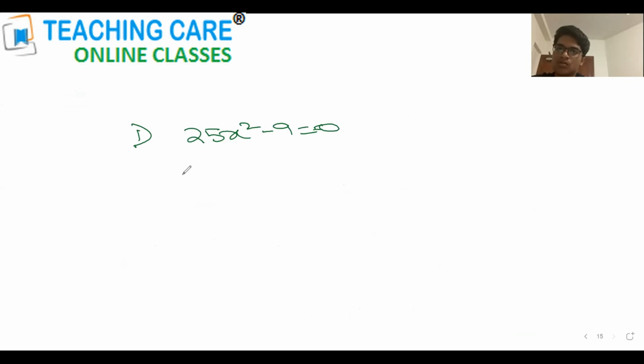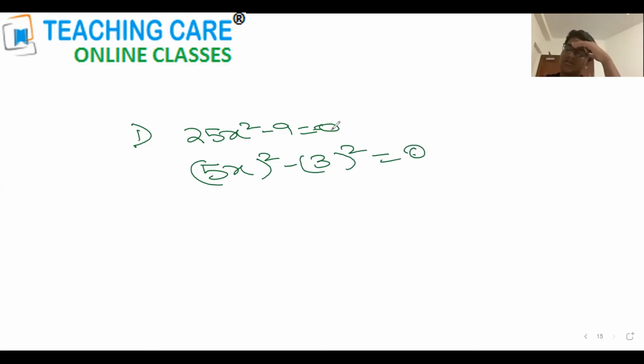So for this, we can square root it, right? Yes. So it would be 5x minus 3. Perfect. 5x whole square and minus 3 whole square, right? But what's the point of square rooting? Can we factorize it now?